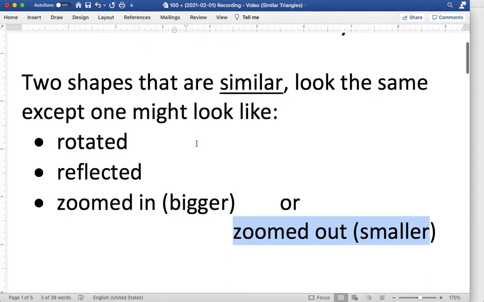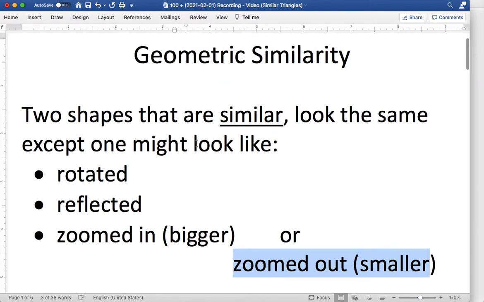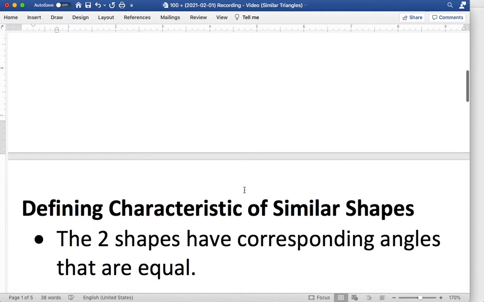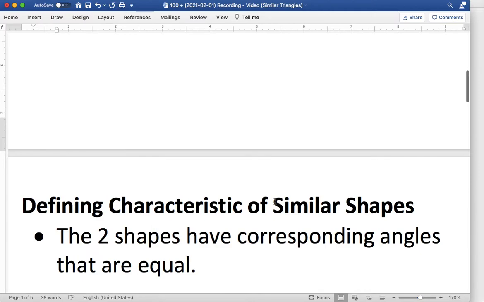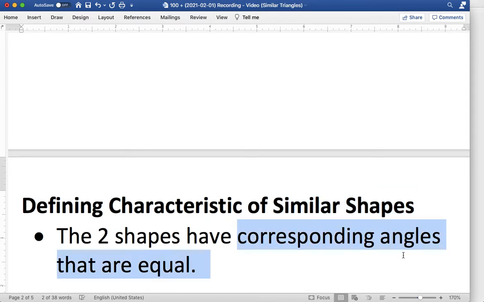If we wanted to go to a more precise definition for geometric similarity, two shapes are similar if their corresponding angles are equal. This is one of the defining characteristics of what it means when shapes are similar.